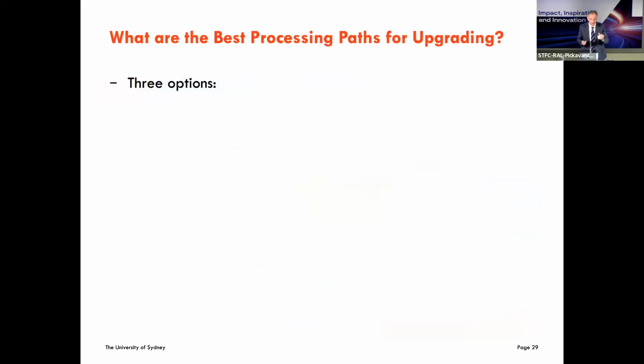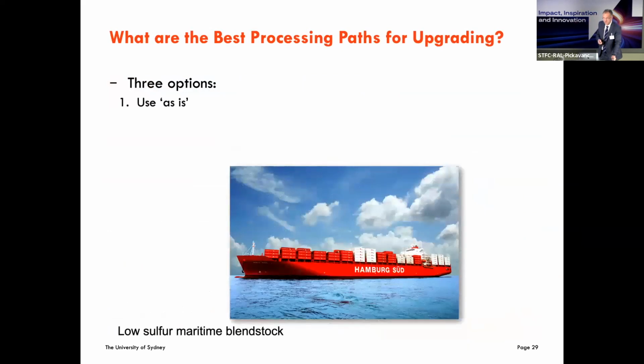But when I have this brown crude, this brown oil, what are the best processing paths for the upgrading? So there are three, in principle, options. The first one is just use as is. And in the maritime industry, that's a good choice. High sulfur fuels, bunker fuels, are very bad for the environment. We can dilute them down and help that problem to be mitigated.